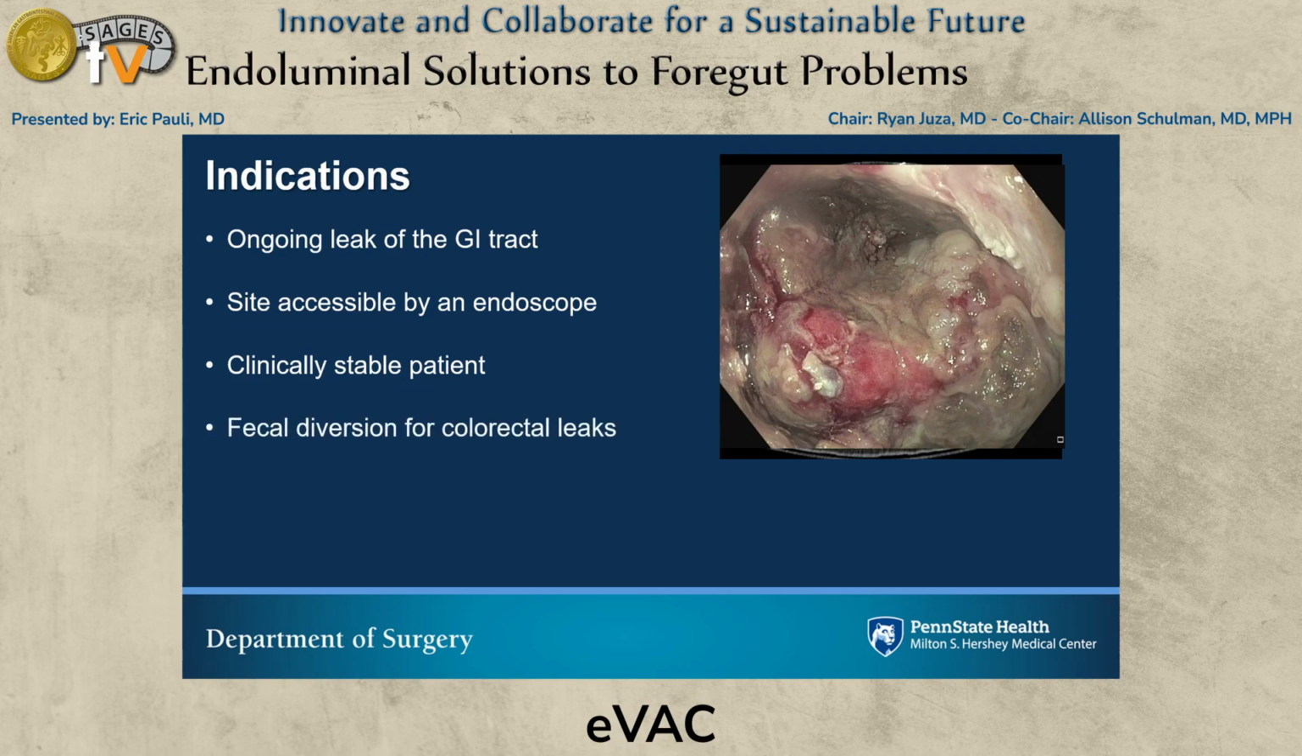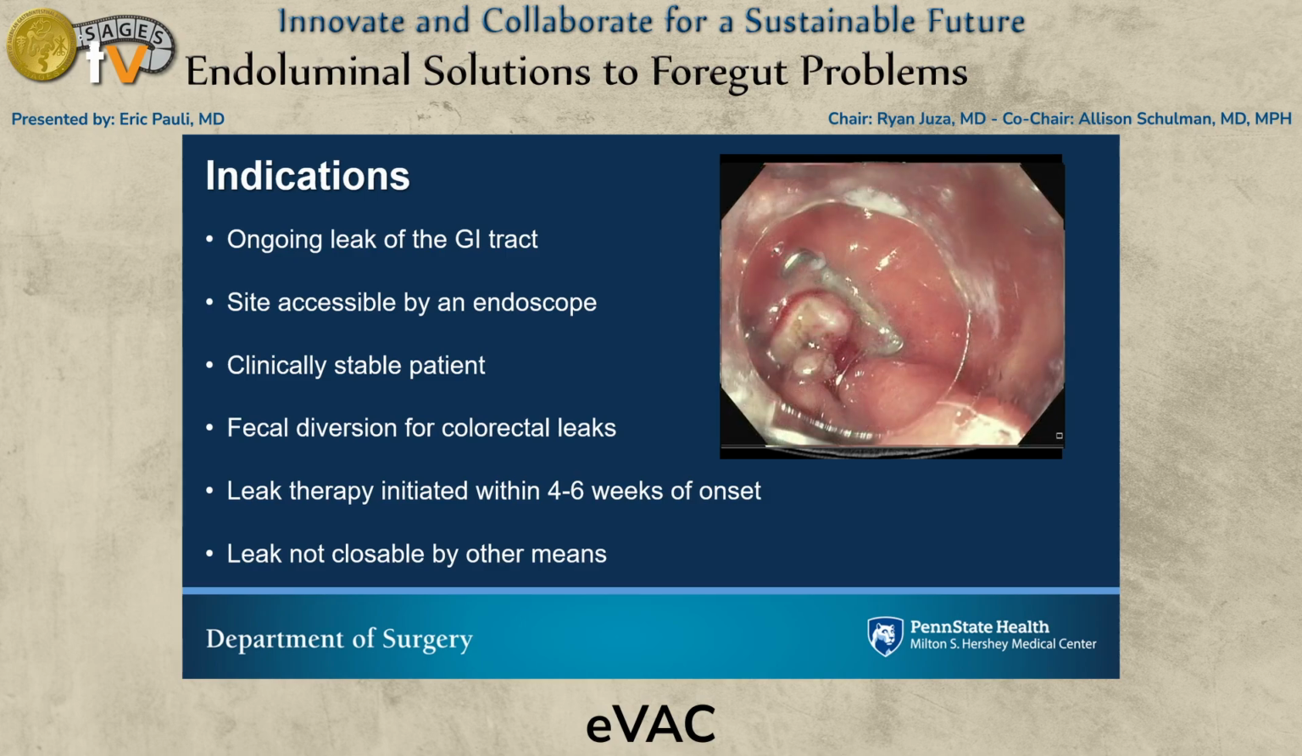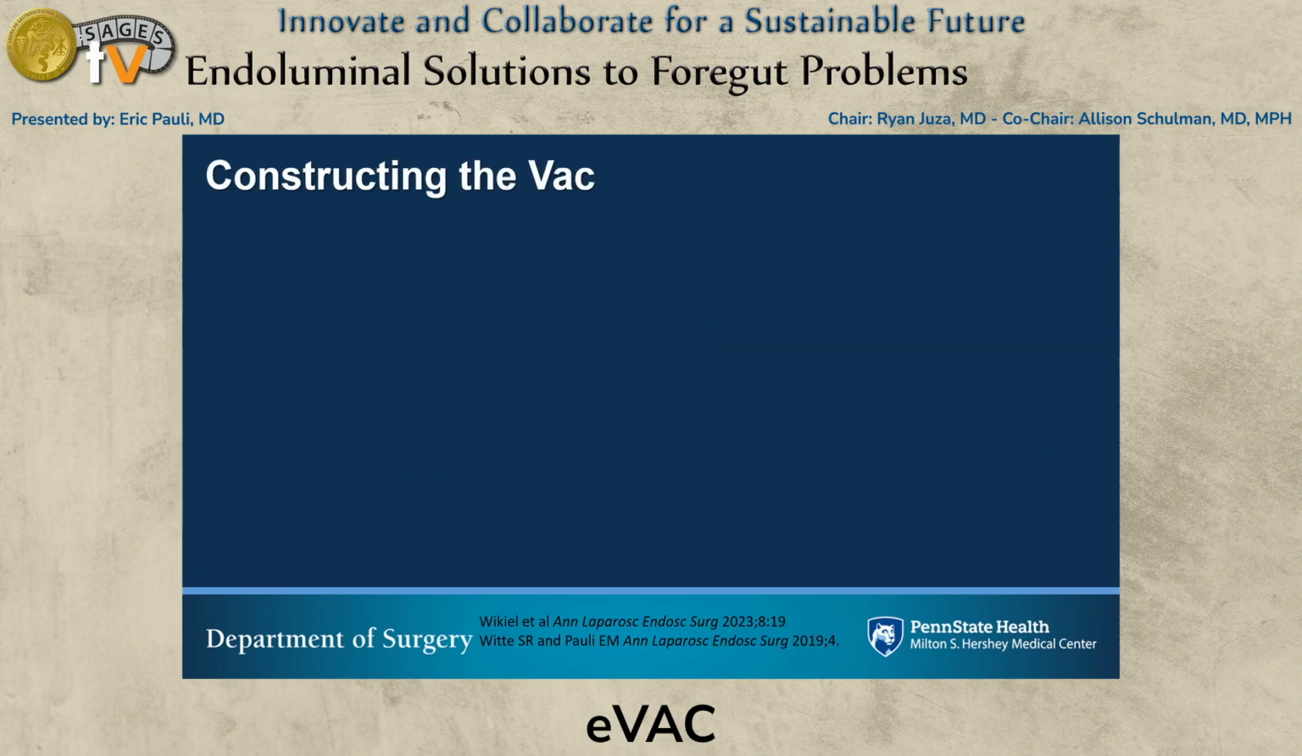For colorectal leaks in particular, fecal diversion is very, very helpful. While it's not mandatory, you'll see that success rates are just much higher if they are diverted. I usually try to initiate this within 4 to 6 weeks. Once things become a bit more chronic, it's a lot more challenging to get them to heal. And as I said earlier, the leak should be not closable by some other means. Again, this is my personal preference to try and take small leaks and close them endoscopically if at all possible.